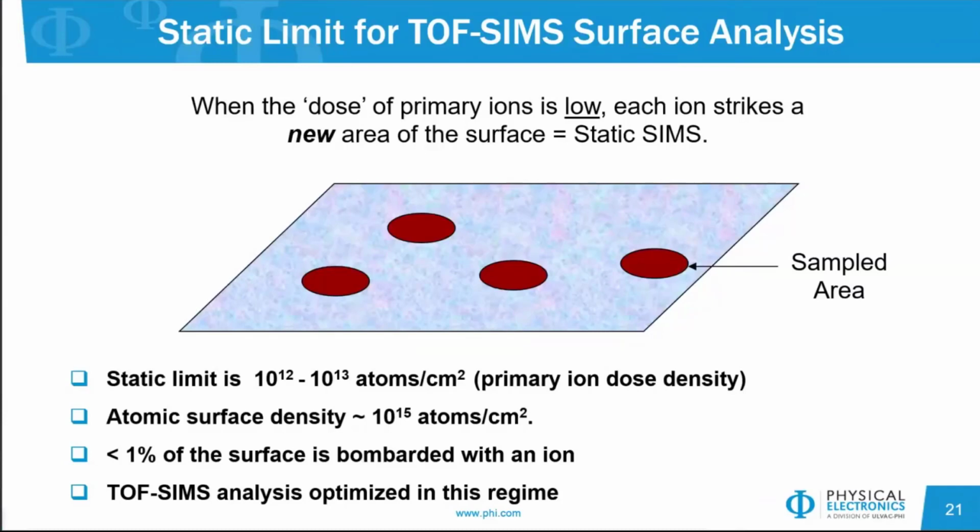And so the static limit is defined as roughly a dose density of 10^12 to 10^13 primary ions per square centimeter. And just for simple calculations, the atomic surface density is roughly on the order of 10^15 atoms per square centimeter. So less than 1% of your surface is bombarded with an ion. So all your information is coming from a pristine new area. If you go beyond the static limit, you begin to damage your sample, and you begin losing this molecular information that is preserved. The TOF-SIMS ion beams are optimized for operating at low doses, compared to the dynamic SIMS that is used mostly for depth profiling.